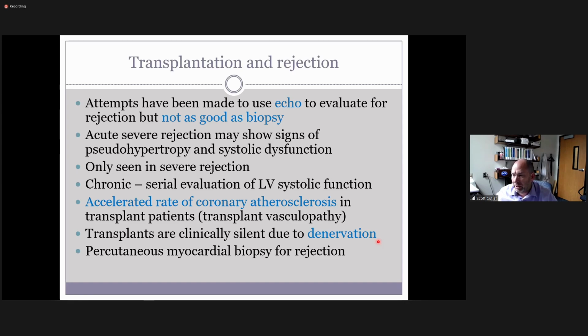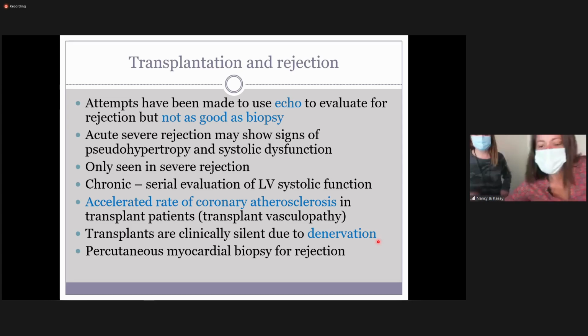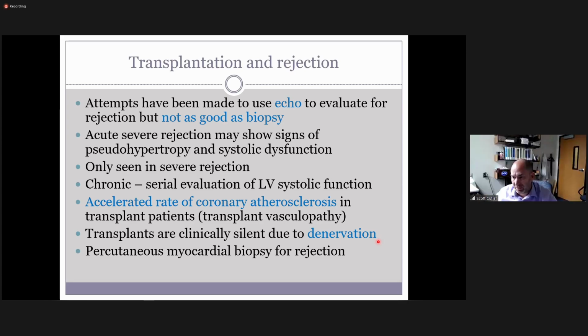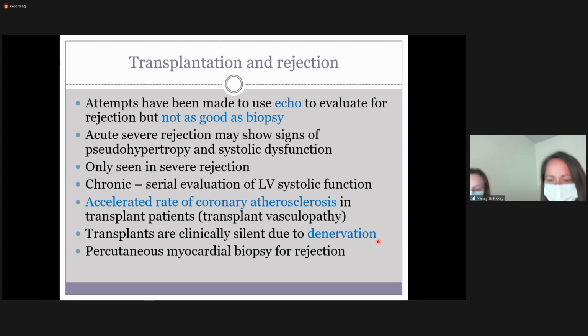There's going to be an accelerated rate of coronary atherosclerosis. So that's kind of interesting. Sorry, Nancy, you have a question? Yeah, we have a question.